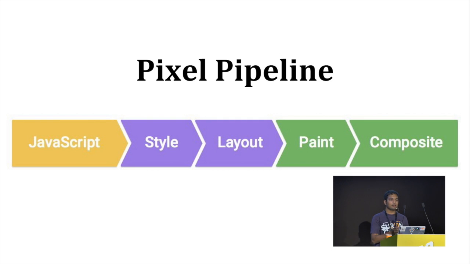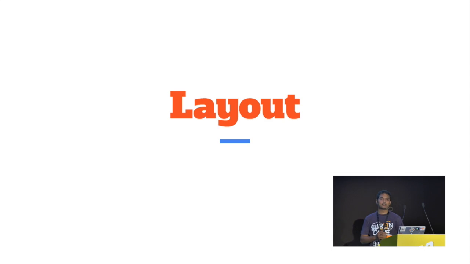Following the style, there are 3 sorts of operations that can be applied depending upon the CSS rule applied from the style stage. These 3 operations are layout, paint, and composite. I'll briefly describe each one of them: what they do, what they are responsible for, and what impact they have on performance. First comes layout. Layout is an operation which is triggered when you reposition or change the size of a particular element. That triggers a layout operation.